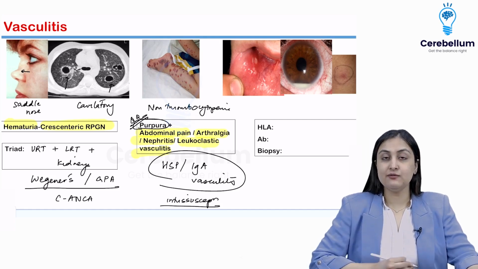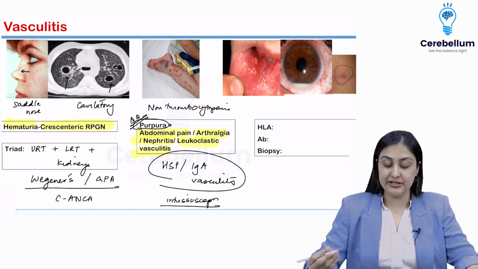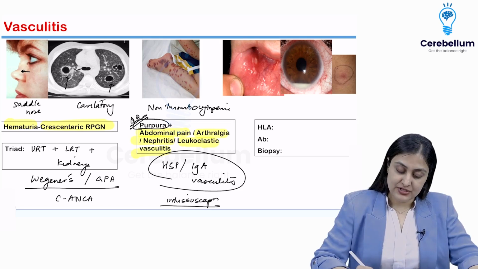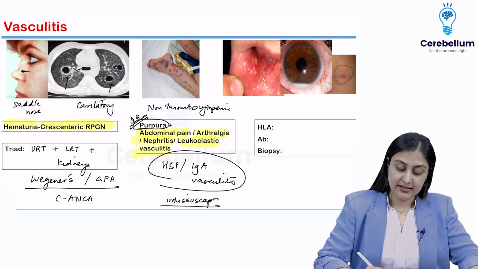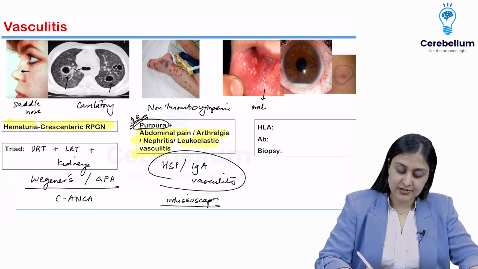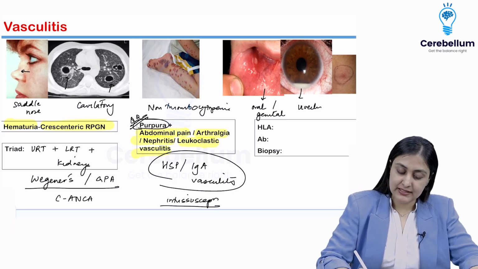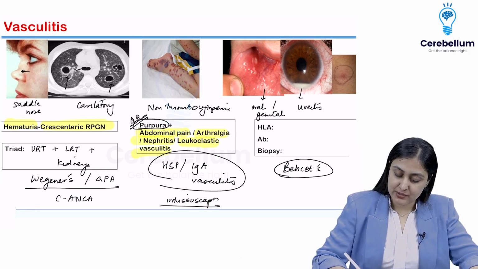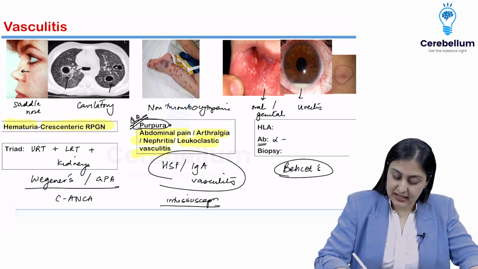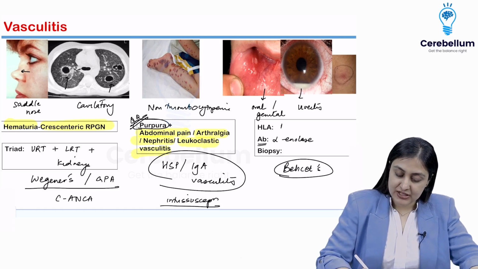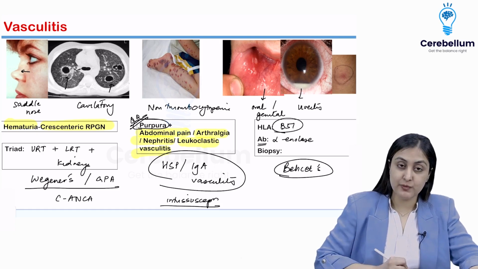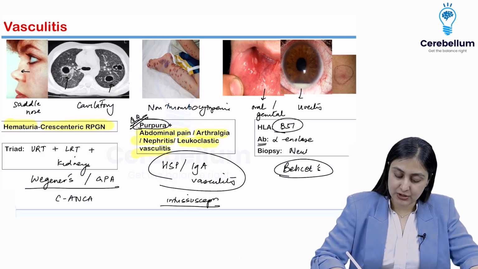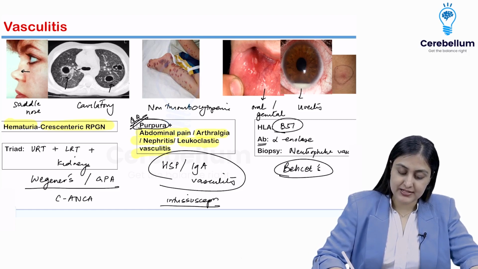Finally, a disease that can involve any artery, large, medium, small. As I'm showing you, this is a triad of oral ulcers or genital ulcers and uveitis that you are seeing here. So I am talking about Behçet's disease. So Behçet's, remember, has antibodies against alpha enolase. HLA-B51 is predisposed here, and on biopsy you see neutrophilic vasculitis. Okay, so neutrophilic vasculitis is what you see.